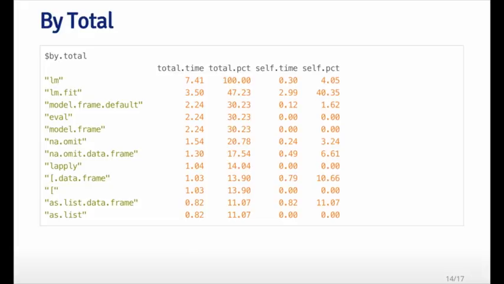Now you also see that a number of functions here, model.frame, model.frame.default, eval, all these functions don't really involve computation, but there is a reasonable amount of time spent within those functions, so that's kind of interesting.